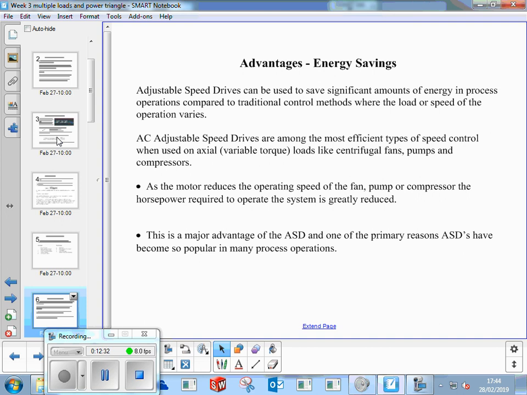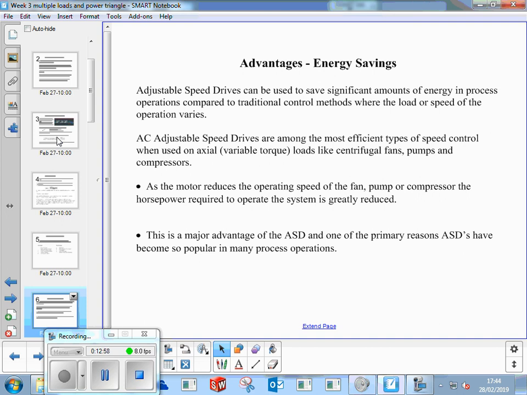So, energy savings. Adjustable speed drives can save significant amounts of energy against traditional methods where the load or speed operation varies. They're among the most efficient types of speed control when used on axial or variable torque loads like centrifugal fans, pumps and compressors.